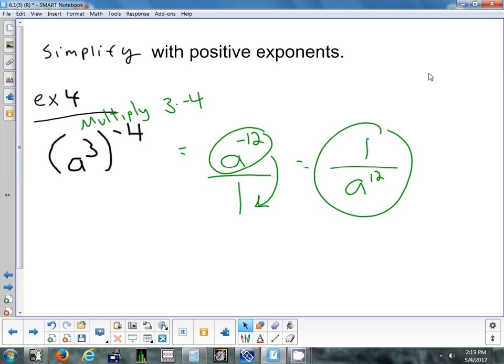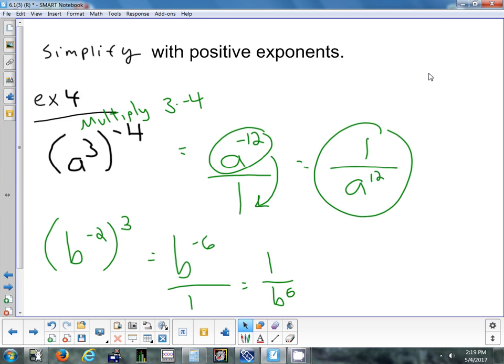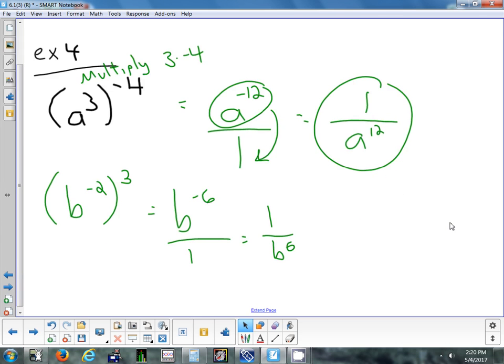So it's a little bit different, guys. When we've done power to a power, we've done power to a power with a positive number on the outside. This could work the other way too, guys. If I have like b to the negative 2, and then 3 on the outside, it's still the same thing. I'm going to get b to the negative 6, put it over 1, flip them, 1 over b to the 6. So even if I have a negative on the inside, multiplied by a positive on the outside, it's the same thing. You're still going to have to put it over 1 and flip it to make that exponent positive.